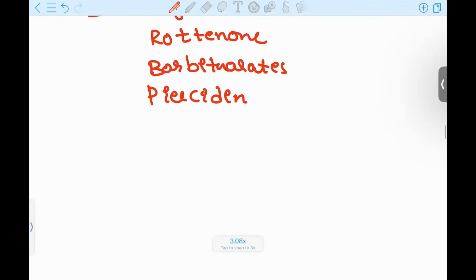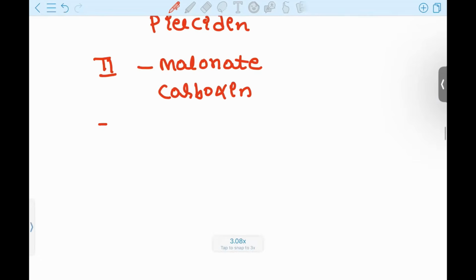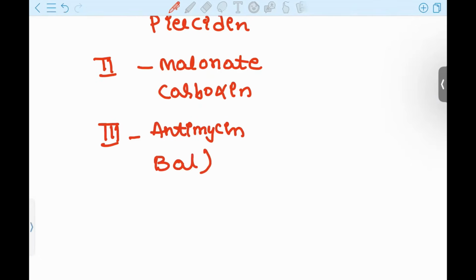Next, moving on to complex 2. Complex 2 is blocked by malonate or carboxin. Carboxin is also a fish poison. Next, complex 3 is blocked by antimycin, and also BAL. BAL is an agent we give for antidote purposes, so this can also block complex 3.